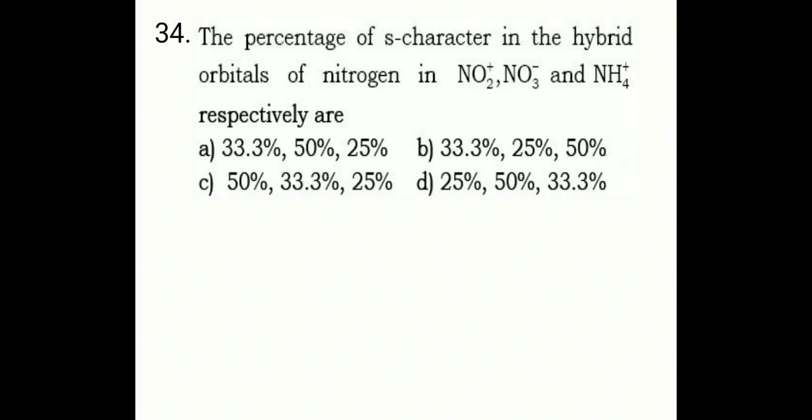Percentage of s character: here you have to calculate hybridization. Hybridization of NH4 plus is very simple, that is sp3. So two options are left, 25. Then NO3 minus, if you calculate, is sp2 hybridization, and NO2 plus is sp hybridization. So the answer for this question is C.